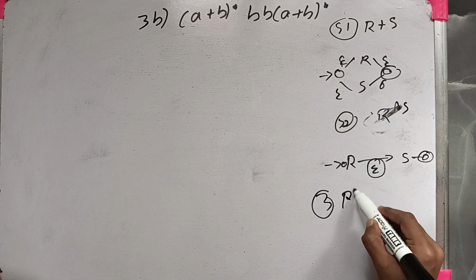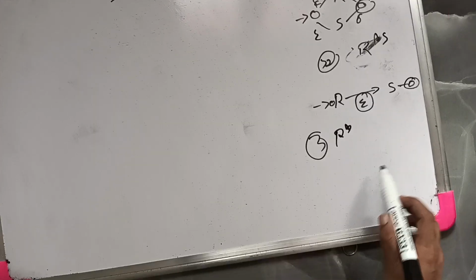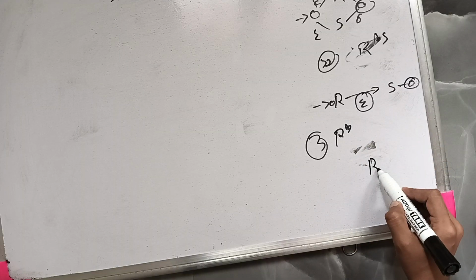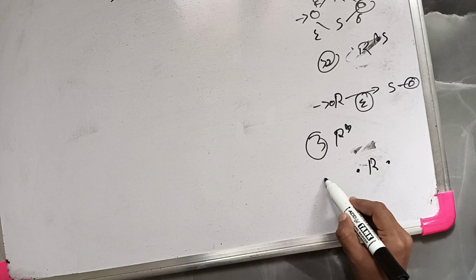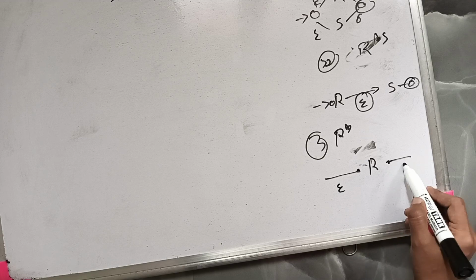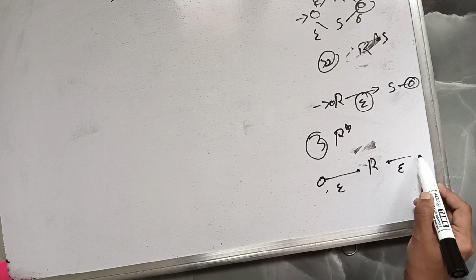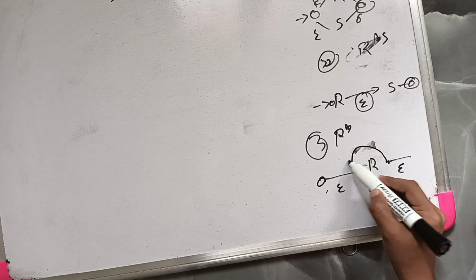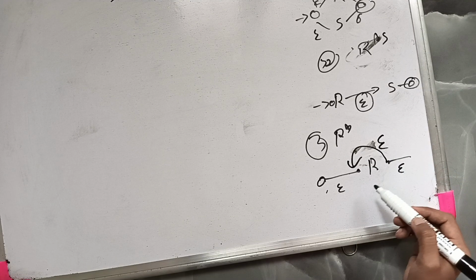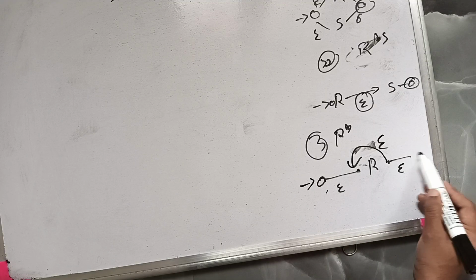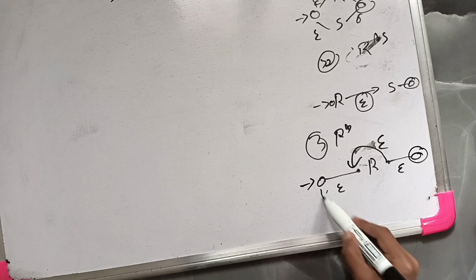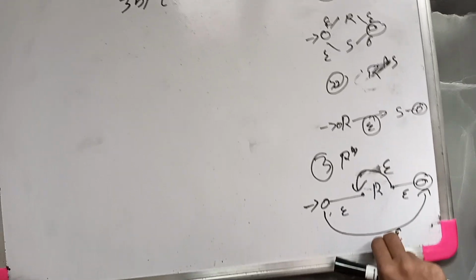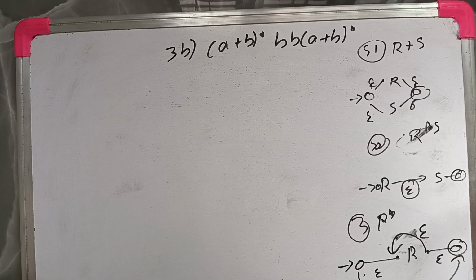What if R whole star? That means R is here. Next, we need to introduce epsilon and one more epsilon here, and from here to here epsilon, and a new start state and a new final state here, and from start state to final state, totally 4 epsilon in this case. Okay, these are the 3 things we need to know.